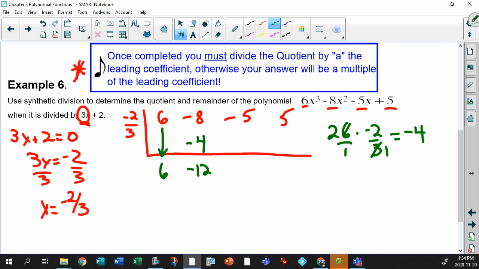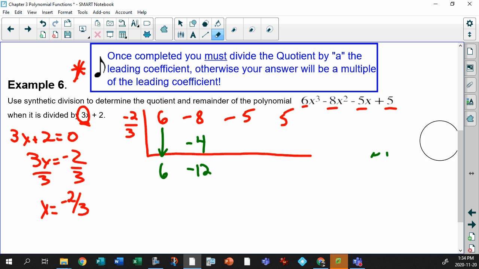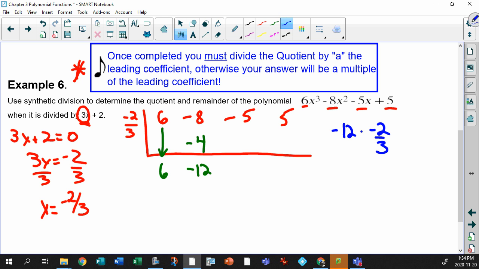Okay, so we do it again. So take our scrap piece of paper. Here we go. We're going to go minus 12 times minus 2/3. Look how pretty. That 3 goes into minus 12. Guess what? 4 times. Minus 4 times minus 2? Yup, positive 8. Add that together, you get 3. Beautiful. Let's keep on going.